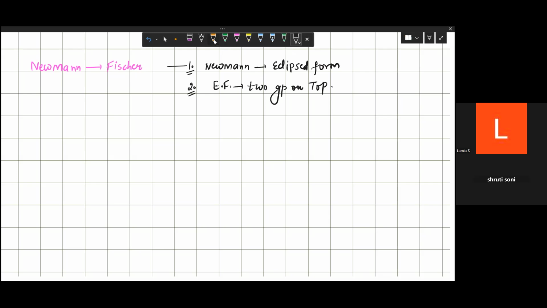What does that mean? Okay, let's start with a formula. Let's suppose I have this one. Okay, so let's draw a structure.